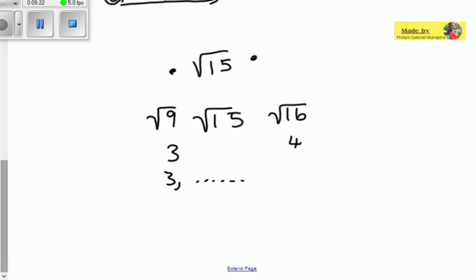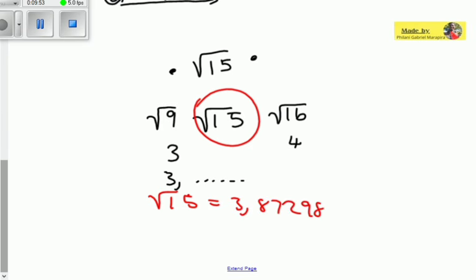So here you're just positioning this surd. Why do we say it is a surd? It is because it is not a perfect square. So this surd must be put in between perfect squares so that you can determine its estimated value. If we use a calculator, the root of 15 is going to give you 3,87298. So you can see that this is an irrational number.